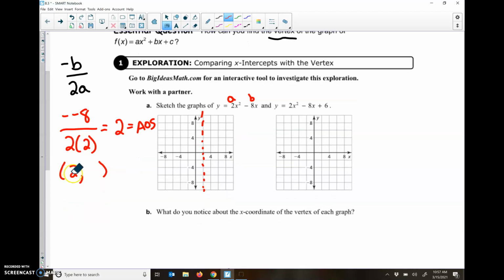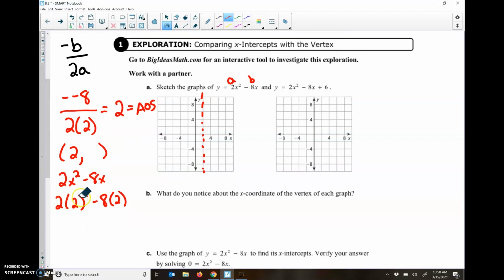So what I'm going to do now is plug in that 2 for x in my problem. So my problem is 2x squared minus 8x. I'm not just going to plug in 2 for that x. So 2 times 2 squared, and then minus 8x, and x is 2. So now we do 2 times 2 is 4, 4 times 2 is 8, and 8 times 2 is 16. And so 8 minus 16 is negative 8. So then we figure out our vertex is at (2, negative 8). So that's going to be the low point of my graph. And so it would look something like that.